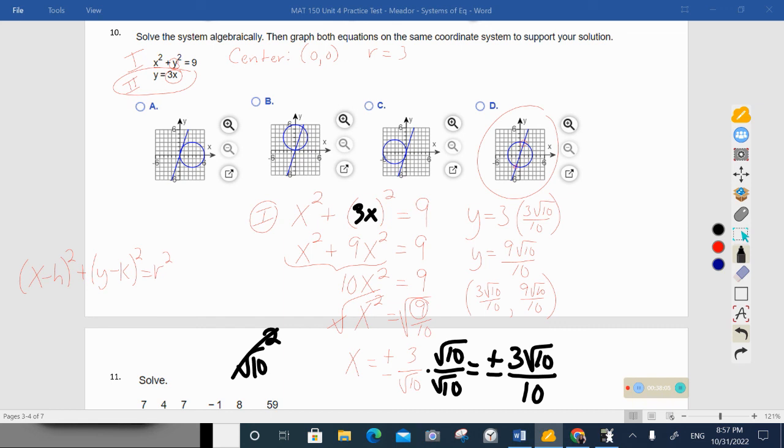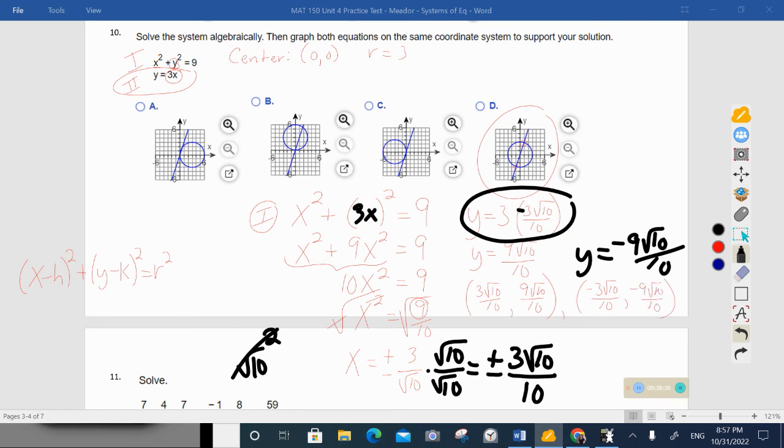Now for the second point, you're just going to plug in negative 3 radical 10 over 10. That's an easy fix. You take this equation, and instead of multiplying by a positive, you multiply by a negative. So then your answer is y equals negative 9 radical 10 over 10. So your second ordered pair, which you separate with a comma, is negative 3 radical 10 over 10, comma, negative 9 radical 10 over 10. So right there are your 2 points where the line and the circle cross. The graph is the easy part.